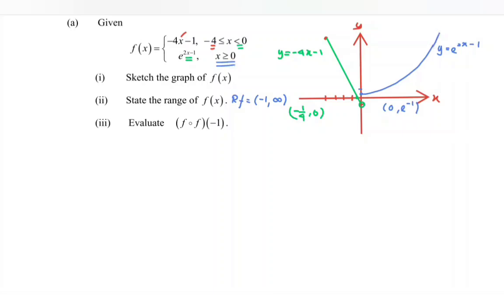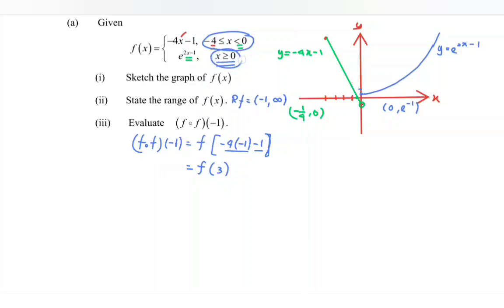Number 3, evaluate f of f of -1. Firstly, substitute -1 into f. If we refer to this part, we have -1, which means we make use of this function: -4 times (-1) minus 1. So in here we will have 4 minus 1, which is 3. So f(3). Continue, make use of the second function. So we will have e to the power of 2 times 3 minus 1, so we will have e to the power of 5. So that is f of f of -1.